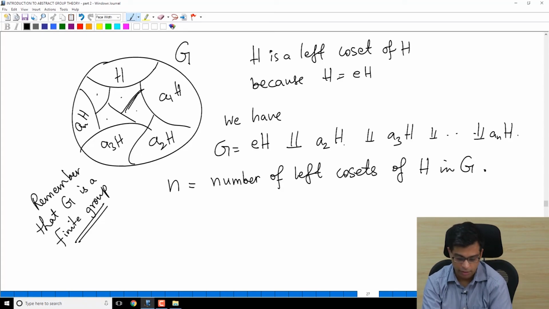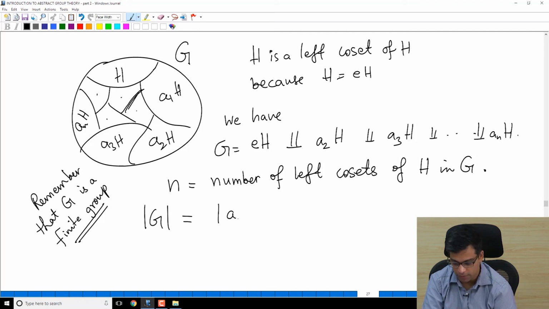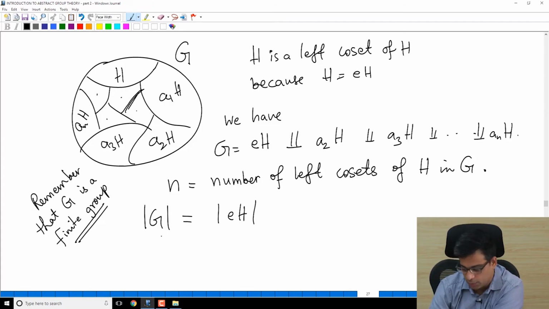these cosets, the cardinality of G, the number of elements of G, which is the order of G, is the number of elements of, let me use for simplicity the same symbol within vertical bars. Number of elements of G, because G is a disjoint union of these things, every element of G is in exactly one of them, right? So the number of elements of G is the number of elements of this plus the number of elements of A2H plus the number of elements of A3H, the number of elements of A4H, and so on.